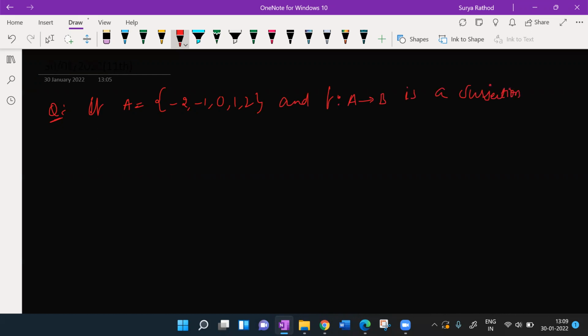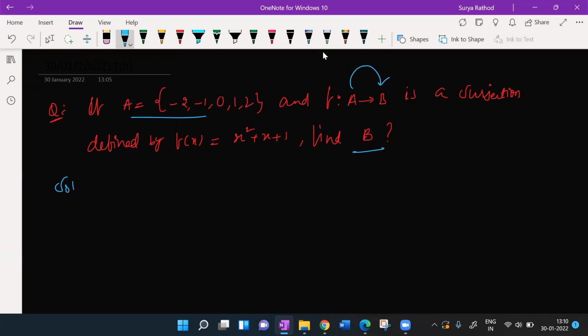defined by f of x is equal to x square plus x plus 1, then find the value of B. How do you find out B? If from A to B we are finding, A is given, we need to find out B here. How do you find out?